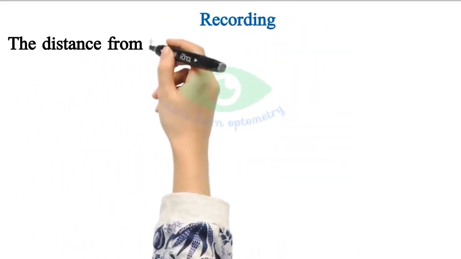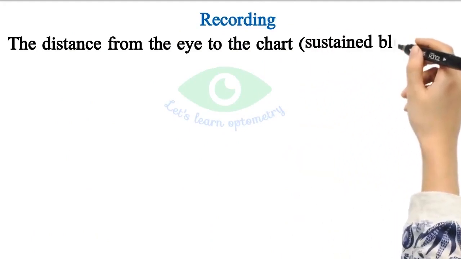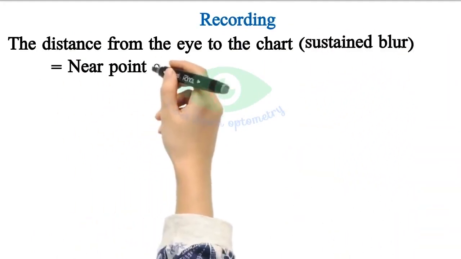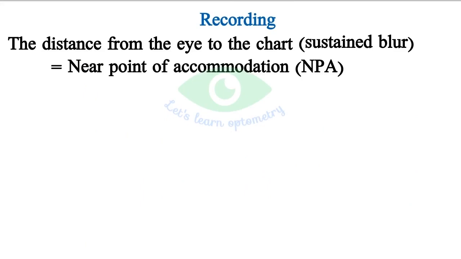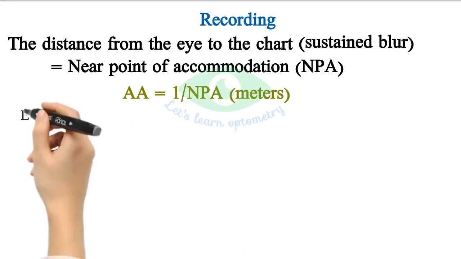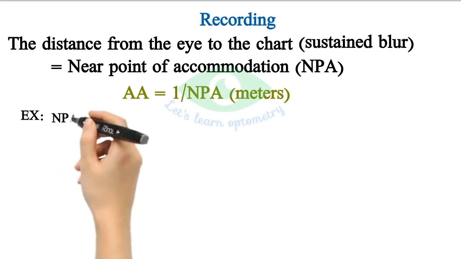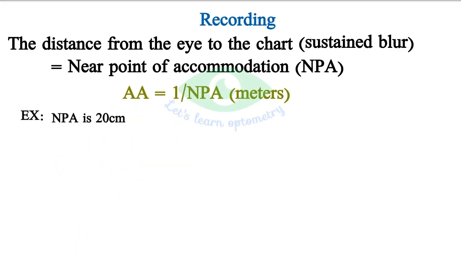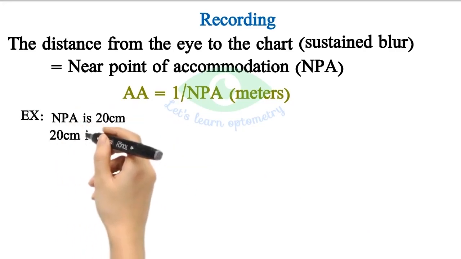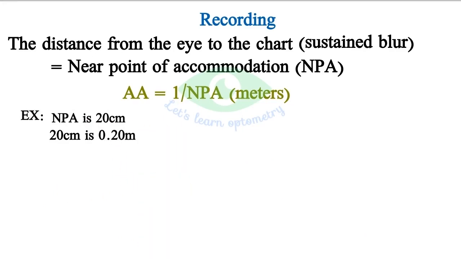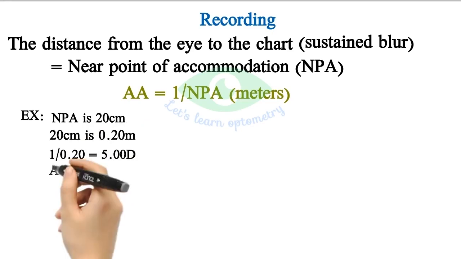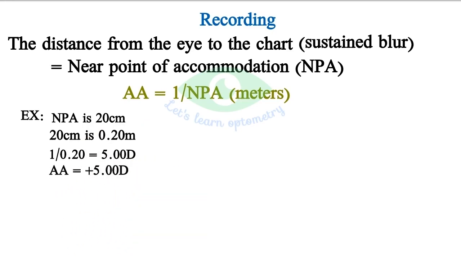Recording. The distance from the eye to the chart when they report the first sustained blur is the near point of accommodation. The amplitude of accommodation can be calculated from the near point of accommodation by taking the inverse of the near point of accommodation in meters. For example, the NPA measured is 20 centimeters. When converted to meters, we get 0.20 meters. The inverse of 0.20 meters gives us 5 diopters. So, the amplitude of accommodation here is plus 5 diopters.